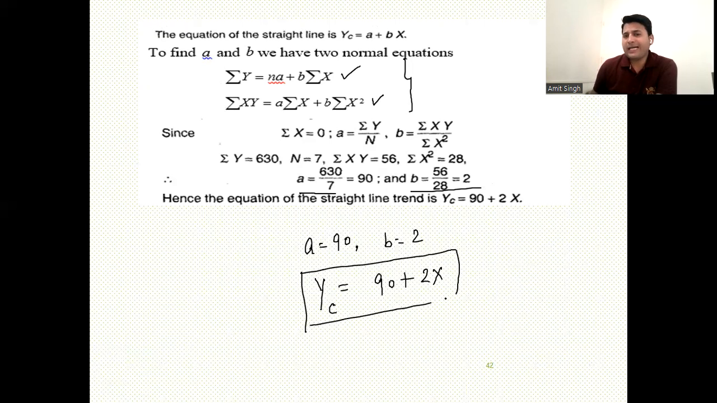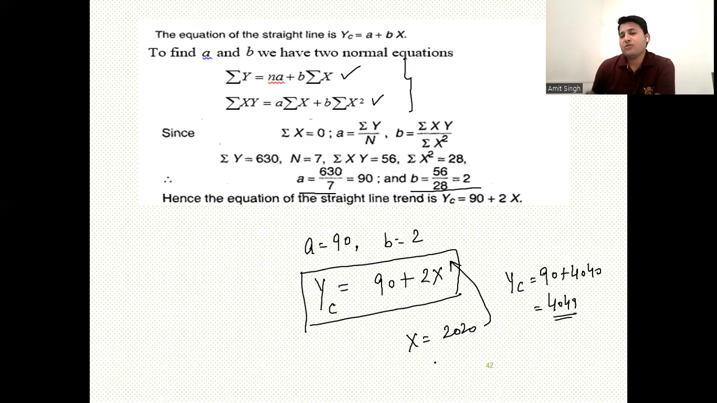Now suppose that I'm interested in what will be the production in the year 2020. So simply put x equal to 2020, or rather x equal to 40 in the shifted scale. What will we get? It will be 90 plus 2 into 40, so this will be 49. So this much will be the production according to this trend line, and this will be the best approximation. Okay, it may have some plus or minus there, but almost 49 will be the production.